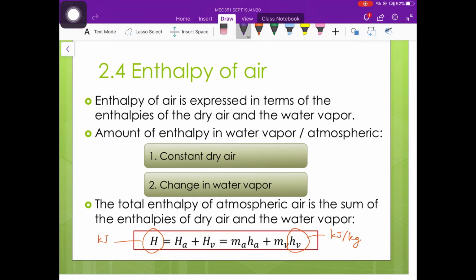Therefore, it will be multiplied with the mass in order for us to get the product in the unit of kilojoule. Again, the properties with subscript a will be referring to the dry air, while the properties with subscript v are referring to the water vapor.